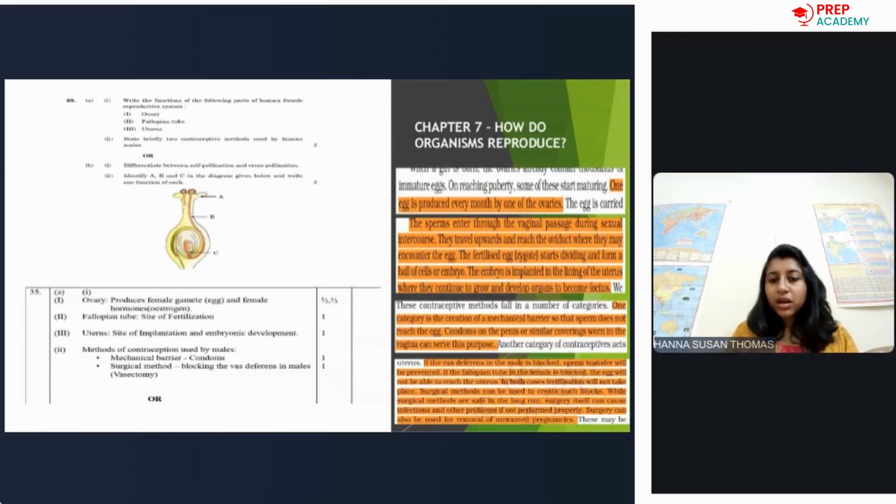Okay, so what about the 35th question? Yeah, it's the 35th, right? The 35th question comprises a 5 mark question, and this question is from chapter 7, how do organisms reproduce? So this is an or part question. You can either write the A part or you can write the B part. Whichever question you choose, it comprises 5 marks only.